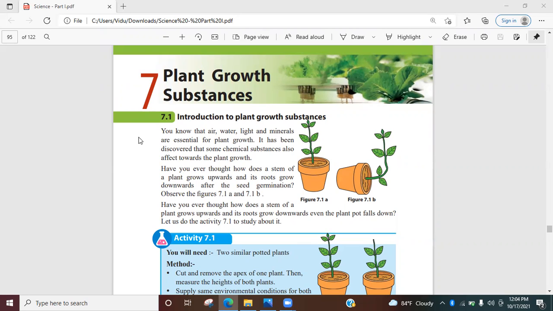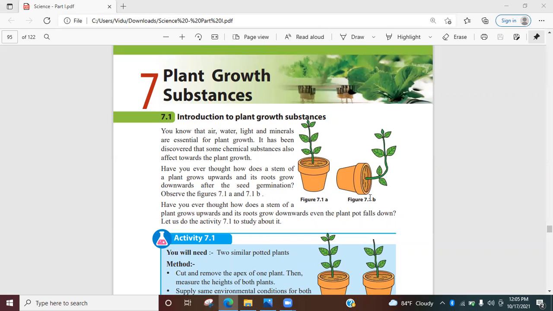So you learned in previous grades that air, water, light and minerals are essential for plant growth. Now, it has been discovered that some chemical substances also affect plant growth. Now, have you ever thought how the stem of a plant grows upwards and its roots grow downwards after seed germination, like in this figure?